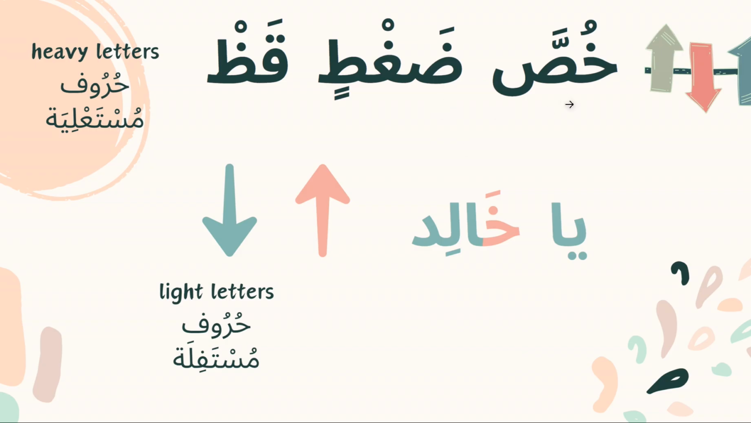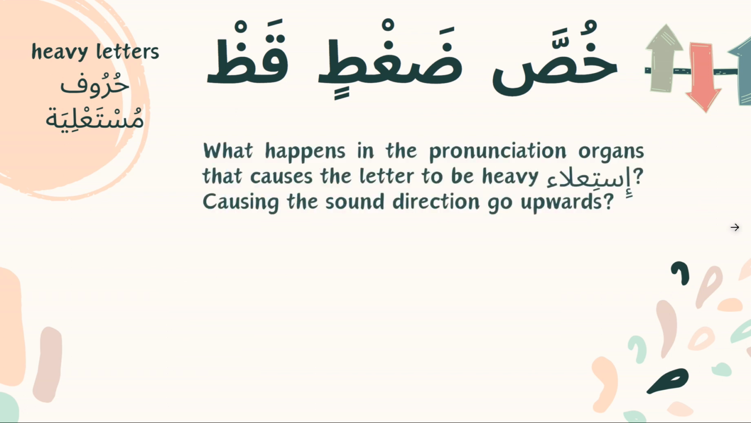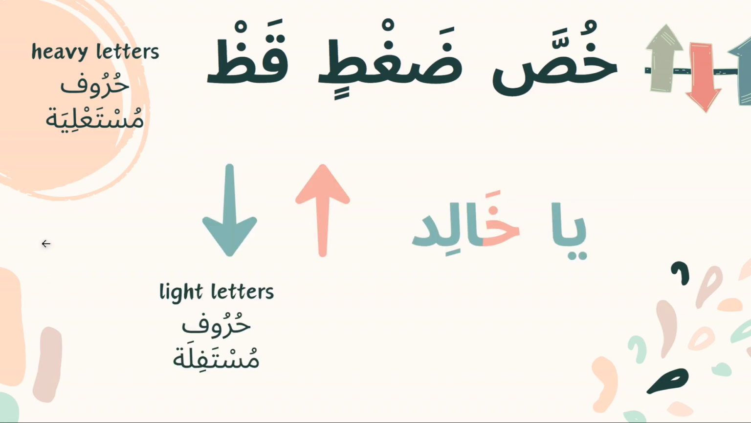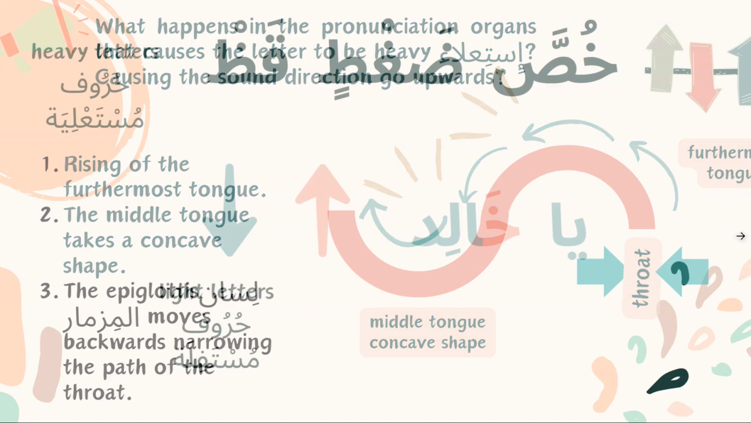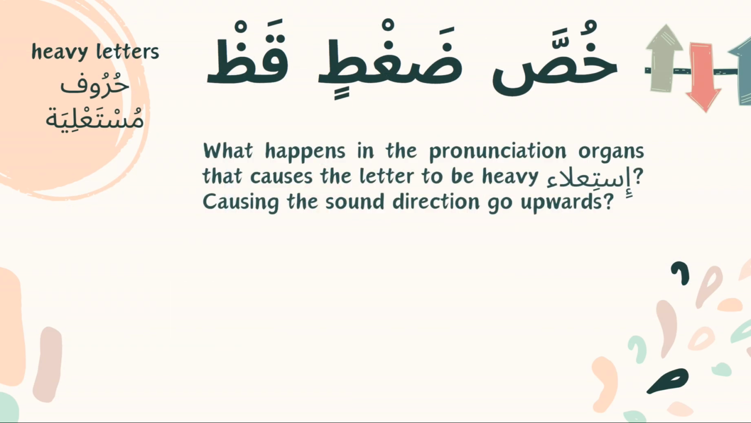So we need to remember khussa, dagt, qadh. And all the other letters, they are huruf mustafila, they are light letters. Now, I think we answered this. What happens in the pronunciation organs that causes the letter to be heavy, causing the sound direction to go upwards? And we answered this in this little diagram that we had just a short while ago.